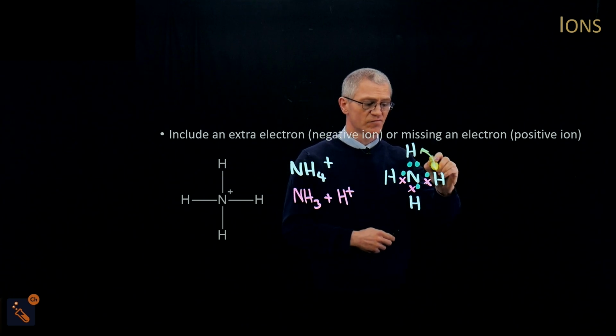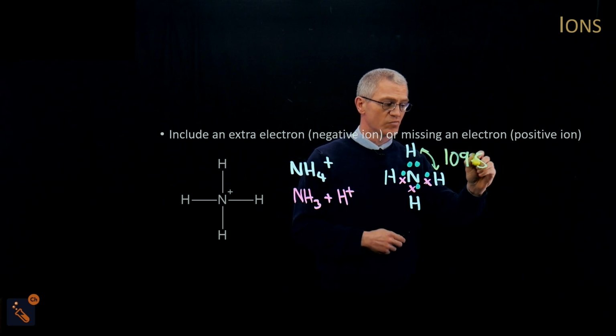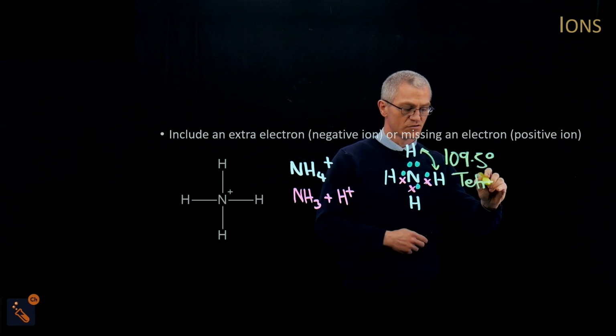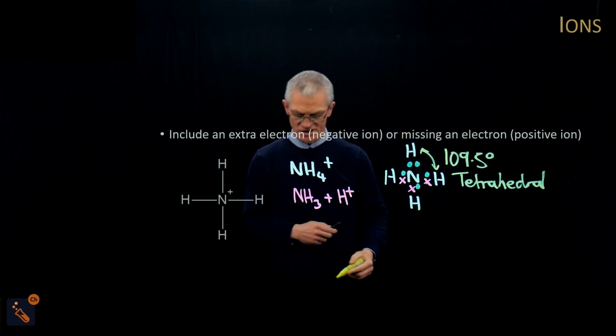That means the angle from there to there, with 4 bonding pairs of electrons, will be 109.5 degrees, and it will therefore be tetrahedral.